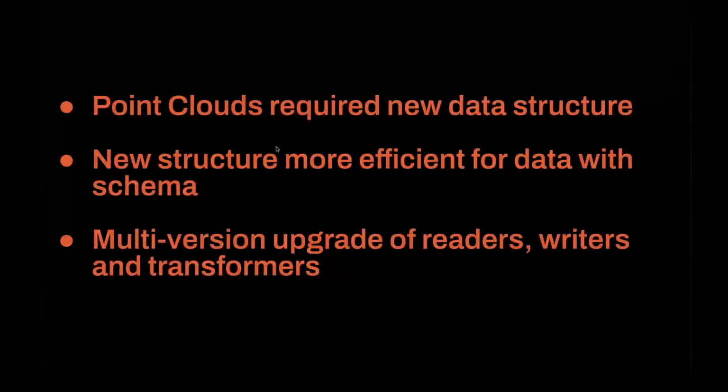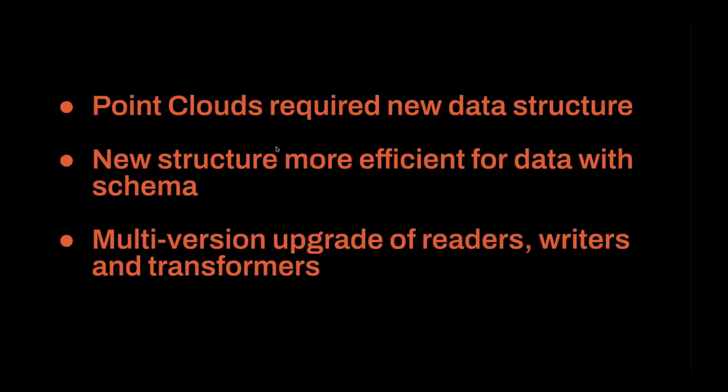So when we started working with point clouds back in, I believe, 2011, we kind of needed a new data structure because now we're dealing with millions and millions of points, and our old structure was just not up to the job. So we created a more efficient data structure to deal with basically data with schema. So it's a very regimented type of data. It's not very flexible. It's got a certain amount of attributes. It's got a certain type of geometry. It's very rigid. And because of that, we could make all sorts of efficiencies.